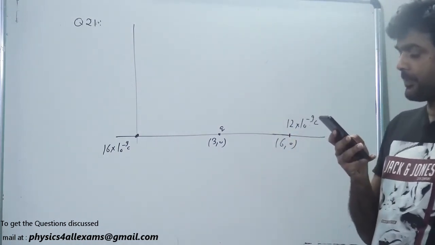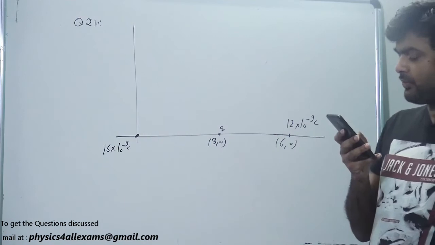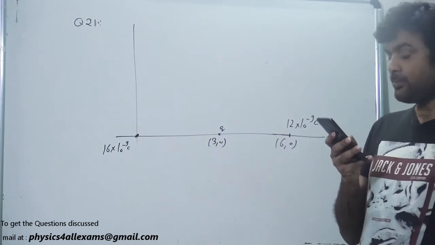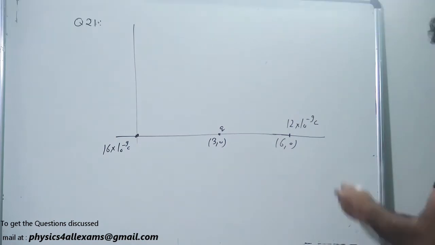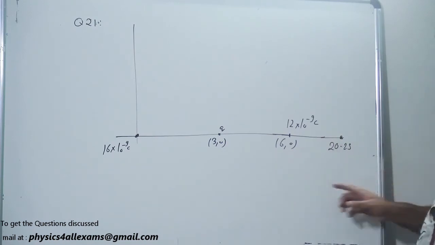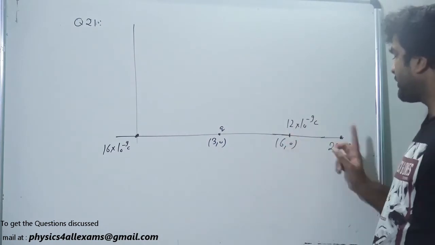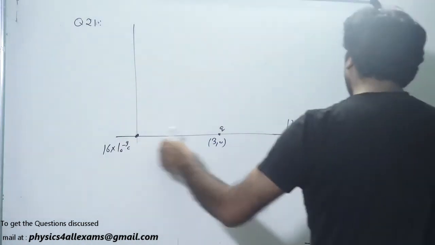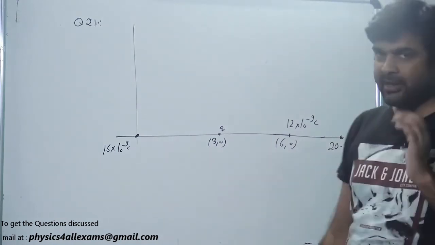Then it is given, what is the value of the unknown charge if the resultant field at x = 80 is 20.25? Simple question. The field here is 20.25 for what value of charge q? So we simply have to find the electric field due to this plus electric field due to this plus electric field due to this, and we have to sum all these electric fields. All the charges are kept on the x-axis, so the electric field created by them will also be on the x-axis.